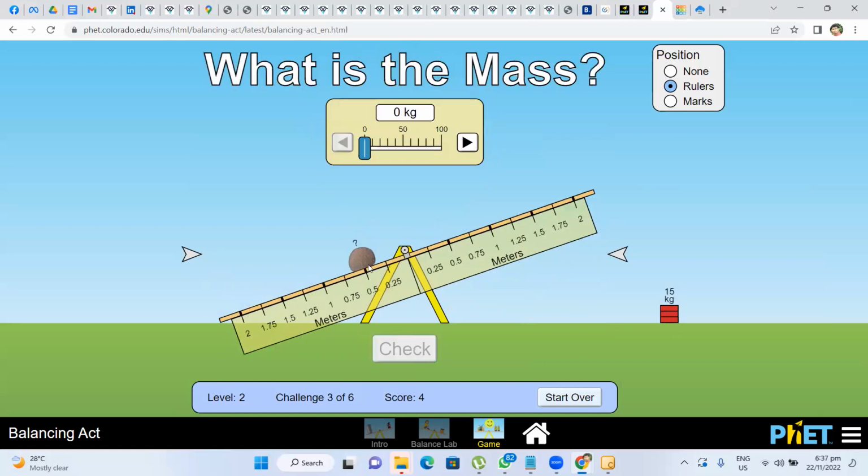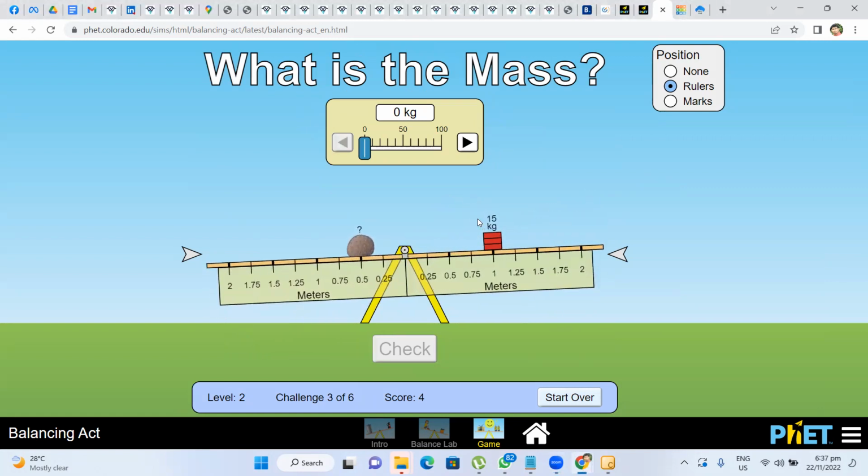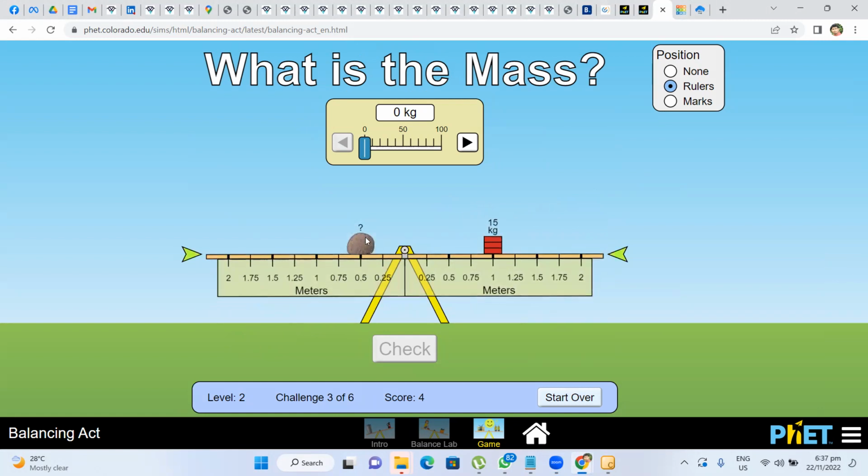Next. Asking the mass of this. Can you tell me the mass of this? Here 15 kg. If I put 15 kg in the same distance, oh, it's not moving down. It balanced. Can you tell me the mass of this stone? How to write the equation now? I said this already. 0.5 into, 0.5 multiplied by this, 30. What is this? Mass of the stone is equal to the other side, 1 into 15.